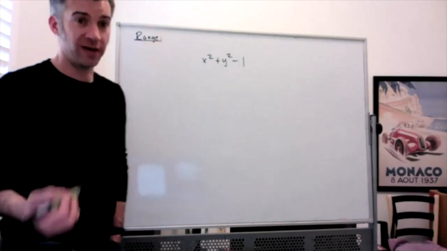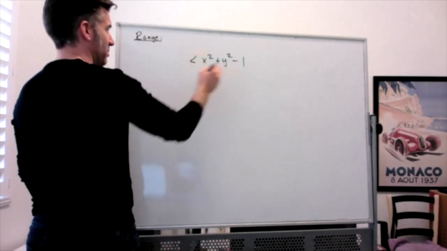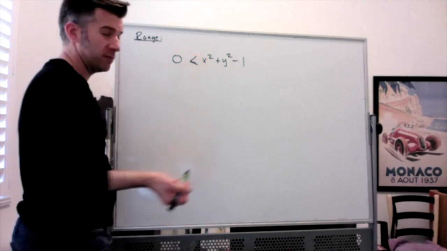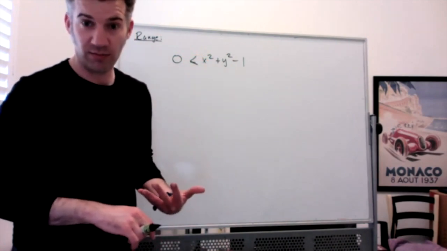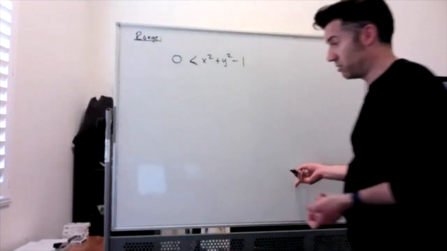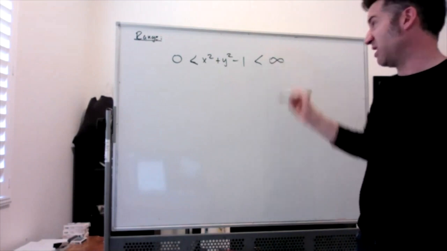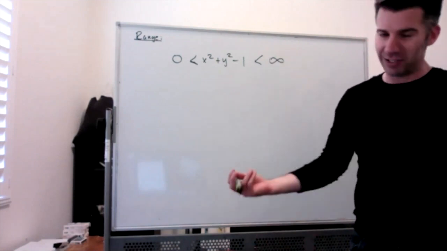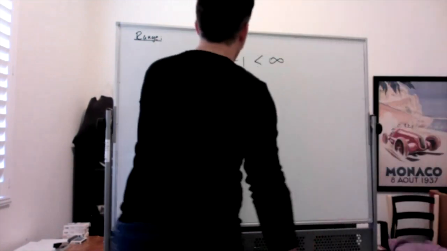I'm usually starting with what my domain tells me. My domain was that x squared plus y squared minus 1 is less than 0. Now, sometimes, depending on what you're working on, you'll have some sort of upper limit as well. In this case, we don't. Right? x squared plus y squared minus 1 can be as big as infinity. I mean, as big as any big number, right? It can't actually equal infinity, not a real number. But this can get infinitely large.